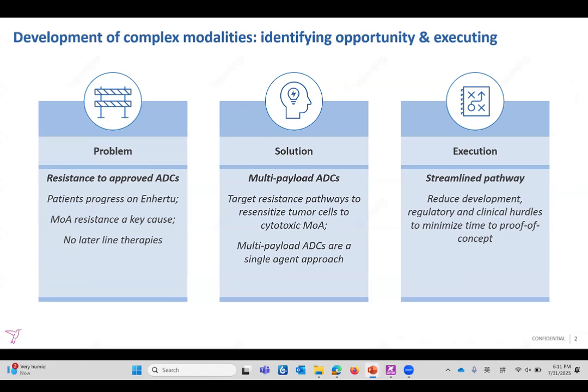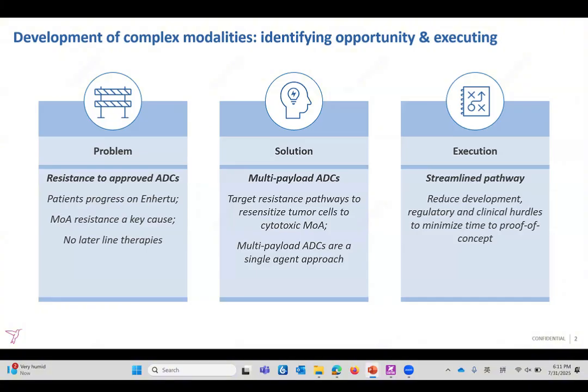So for us, it was looking at the landscape of ADCs a few years ago, seeing the widespread endorsement of topoisomerase-based ADCs and others, and seeing a large proportion of patients progressing on those therapies, with the mechanism of action, particularly the payload, being a key cause of resistance, and no later line therapies that existed. We saw the opportunity to address that. For us, that solution was looking at resistance and trying to resensitize, or sensitize, patients who were not initially treated with this kind of ADC back to the original mode of action.